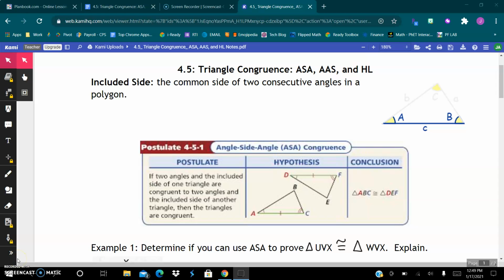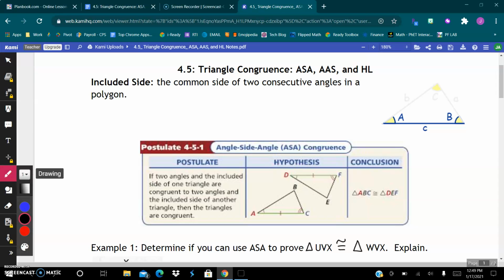For section 4.5, we're still going to talk about triangle congruence, but now we're going to add in angle-side-angle, angle-angle-side, and hypotenuse-leg theorems. So we are going to start off here with a vocab word, and that is the included side, the common side of two consecutive angles in a polygon. In other words, they share. This included side is included in two angles.